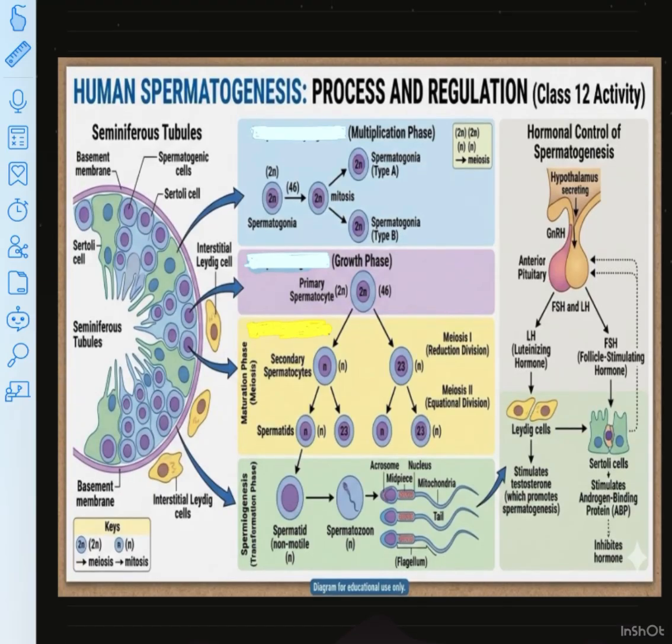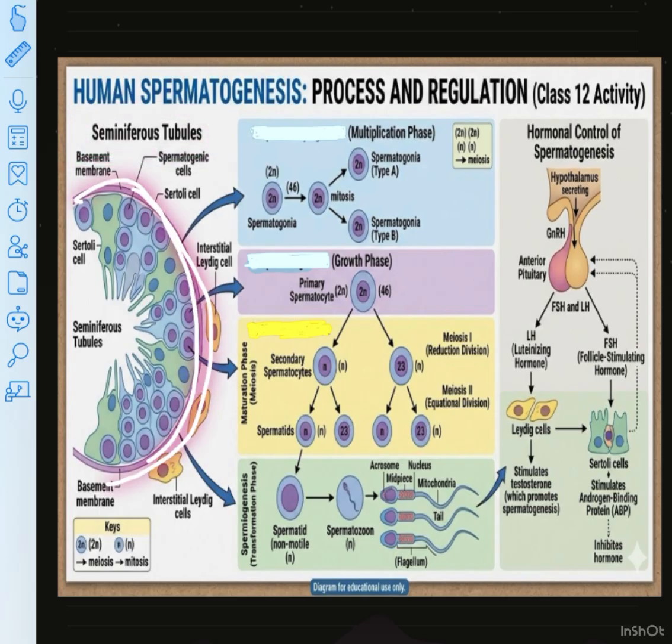Hello students, today we discuss human spermatogenesis. Genesis means to produce. So spermatogenesis is the production of sperm, or genesis of the sperm. Spermatogenesis happens within the seminiferous tubule of male testes.